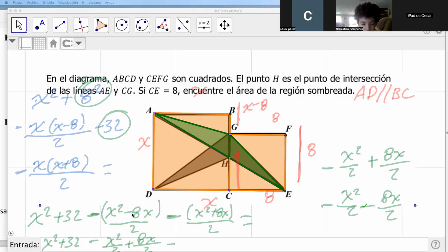So those two disappear. And those two give minus x squared. So those two cancel this and we will get 32. Okay?